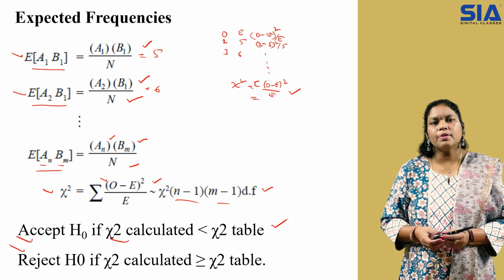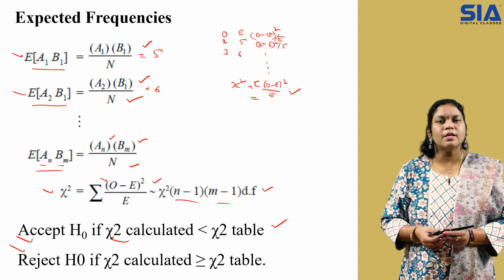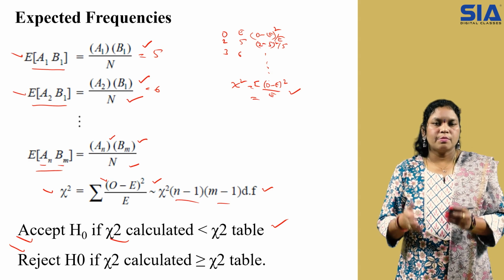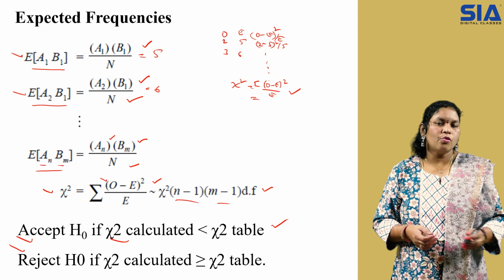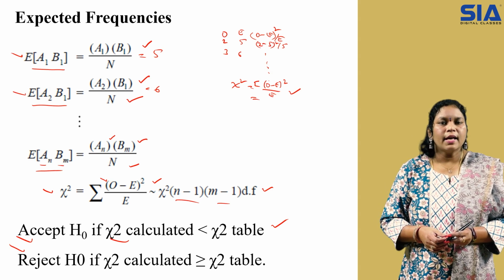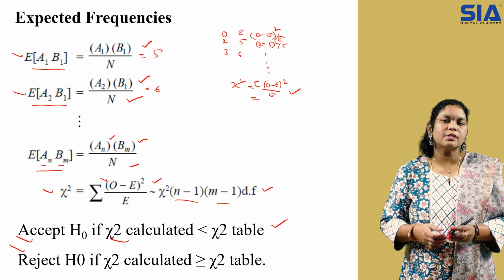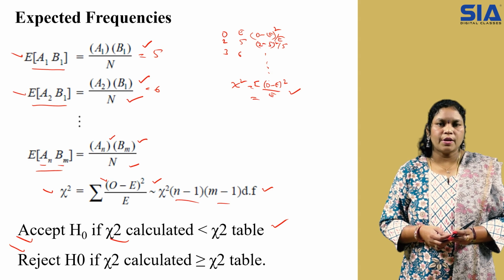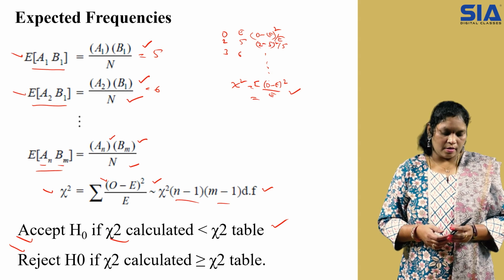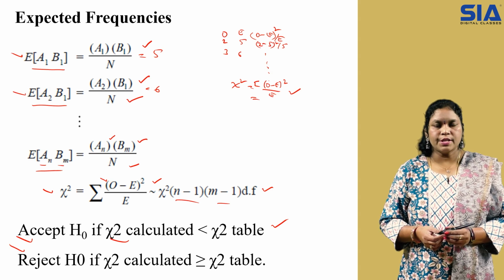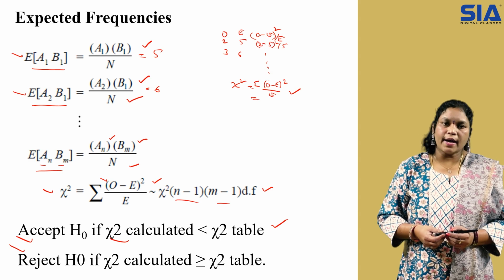So this is the concept of the chi-square test of independence of attributes. Whenever we have independent attributes type of data, we go for this particular formula and try to draw conclusions, framing the null and alternative hypotheses. So this is the concept of the chi-square test for testing independence of attributes.